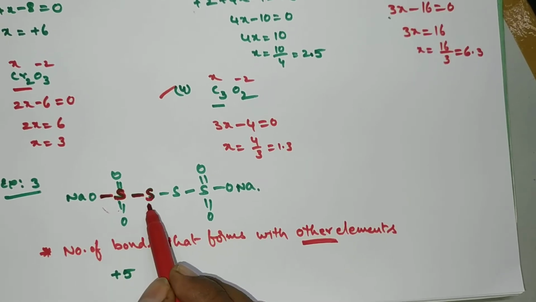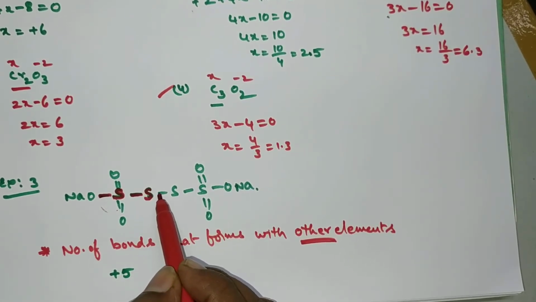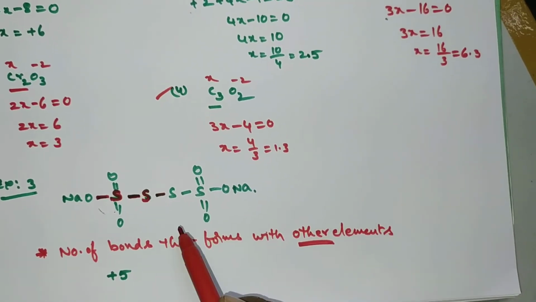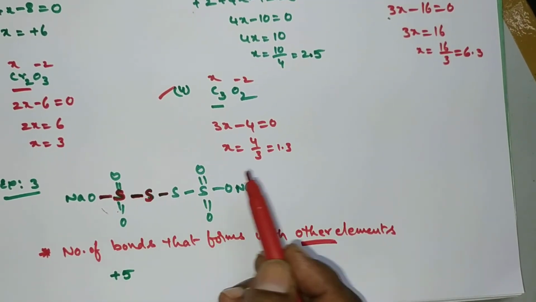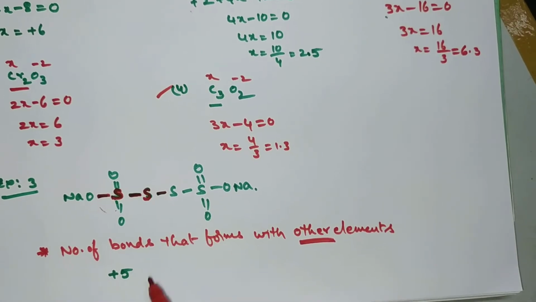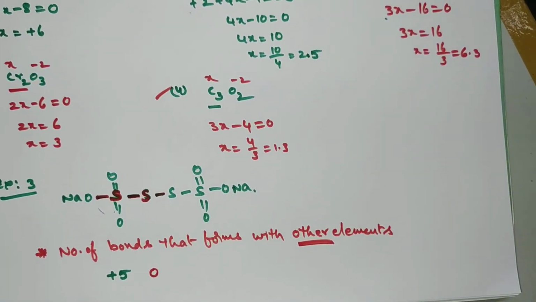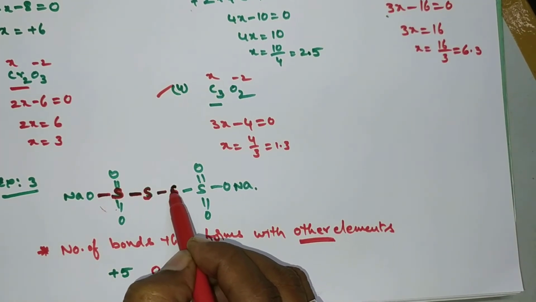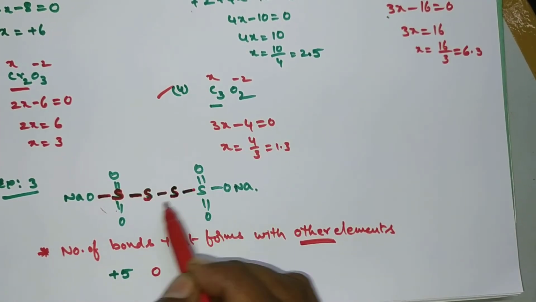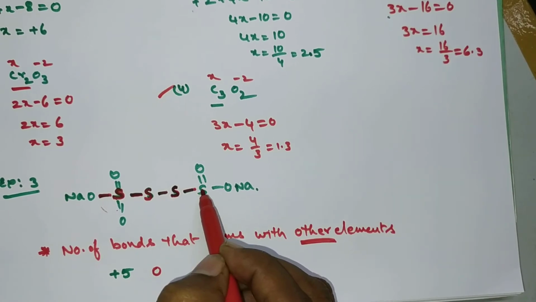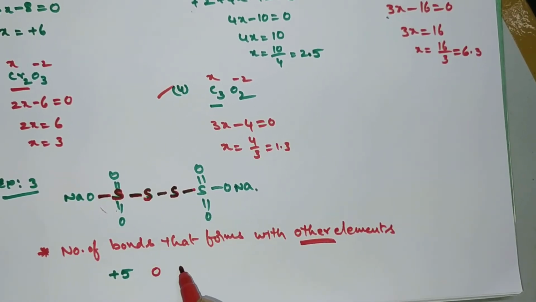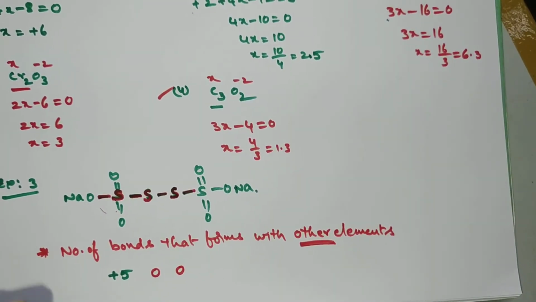And next, consider this sulfur. This sulfur forms 2 bonds with other 2 sulfurs. Other than sulfur there is no other element, so here it will exhibit 0 oxidation state. Let us consider this sulfur. This sulfur also does not form any bond with other elements. It forms bonds with sulfur only, so this sulfur also exhibits 0 oxidation state.